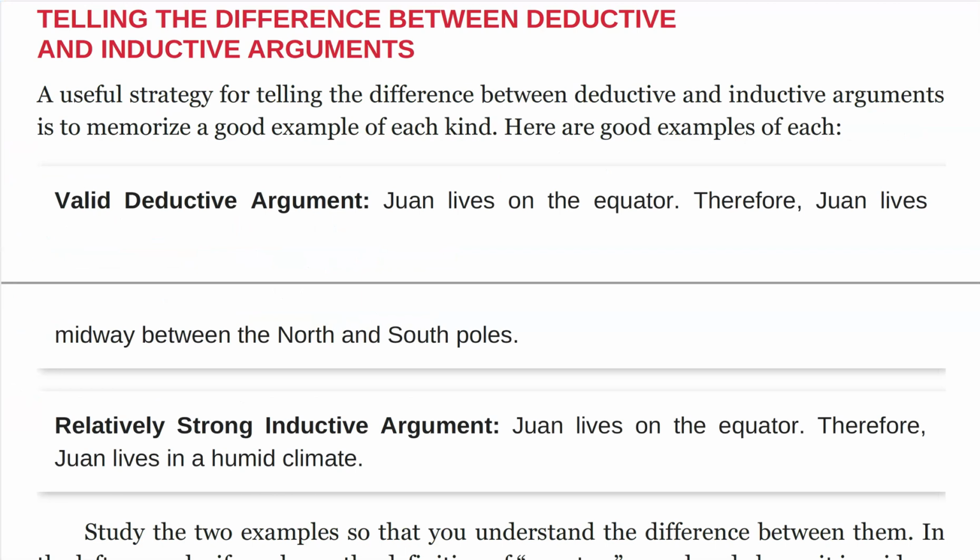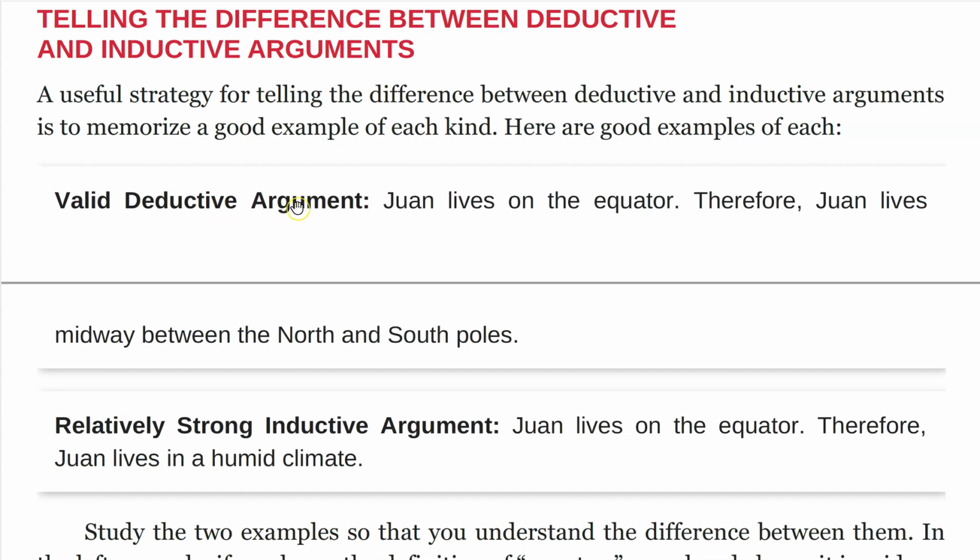Very briefly, if you're still having difficulty instinctively telling the difference, the best thing to do is practice, which is why we're going to have some homework. But another thing you can do is memorize a valid deductive argument and a relatively strong inductive argument and check out the differences. So feel free to add these to your notes if you want to.